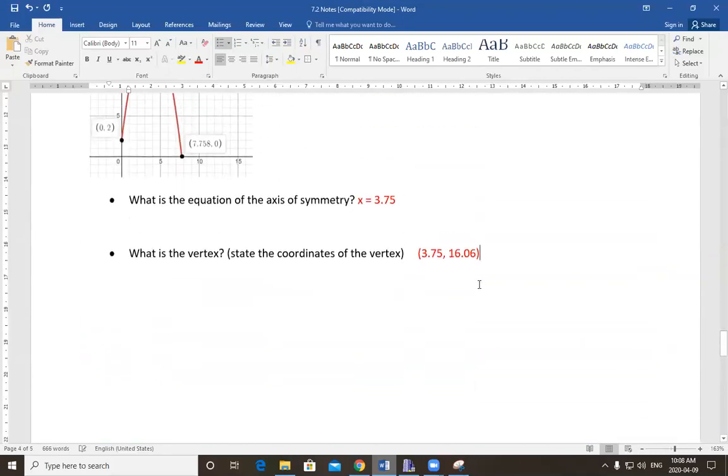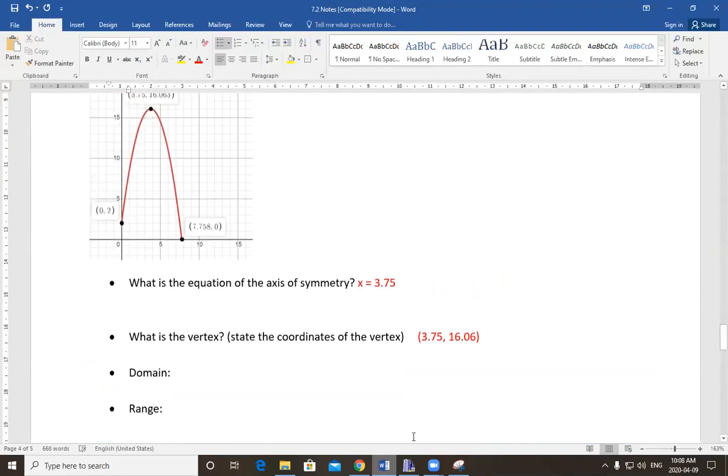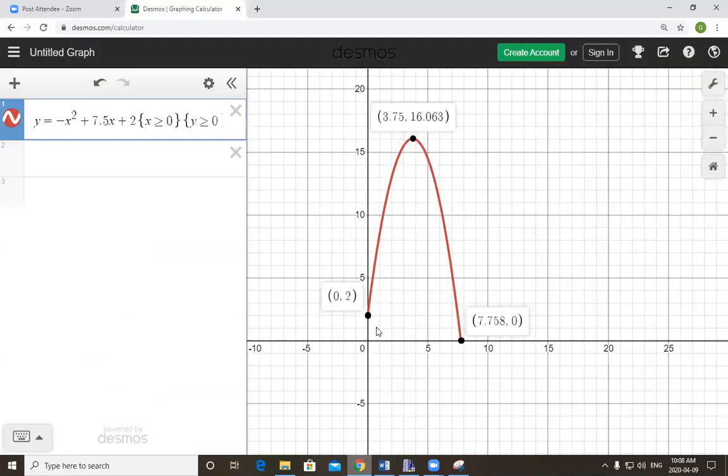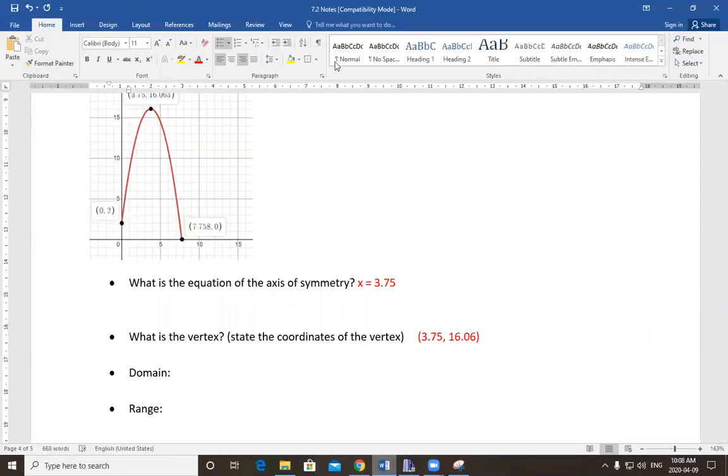I'm going to add in here, we're going to state the domain, and we're going to state the range. So we do this for learning. So again, we can see it off the graph. I'll go to decimals. The domain is the x, right? So it starts at 0 and it goes to 7.758, or we can round it to 7.76, and it touches both. So the domain in context, again, would be a square bracket, 0, comma, 7.76.